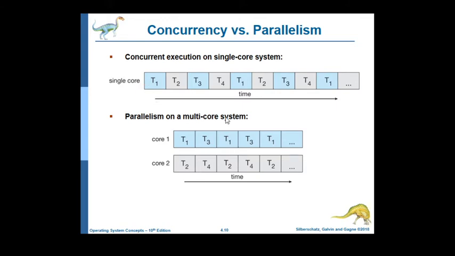On a multi-core system, concurrency, however, means some threads can execute in parallel, because the system can assign a separate thread to each core. So now we can see the difference between concurrency versus parallelism.